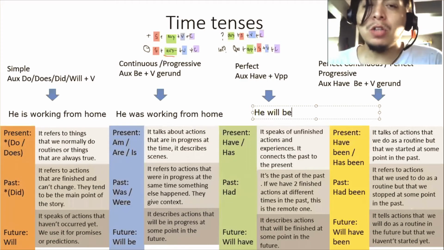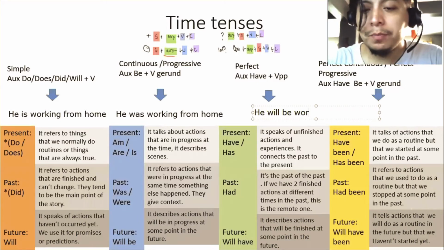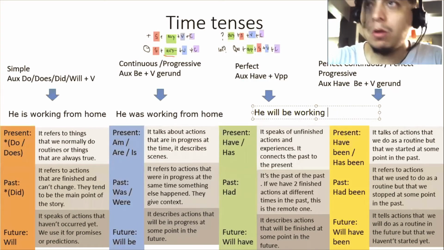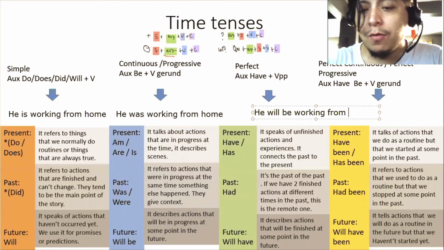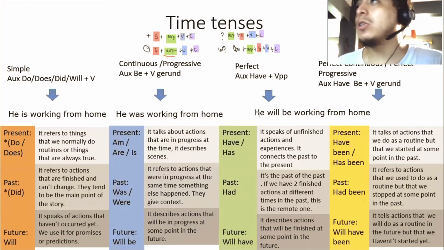In the present continuous, am, are, or is. In the past continuous, was or were. In the future continuous, will be. And then you have your verb always with ing. So you say working from his house or from home, okay? From home. So you have three sentences. One in the present continuous, one in the past continuous, and one in the future continuous, okay?